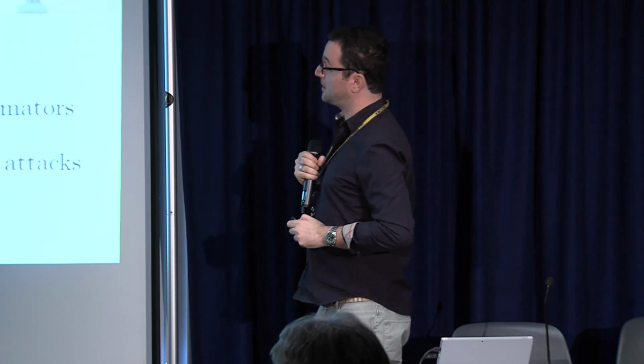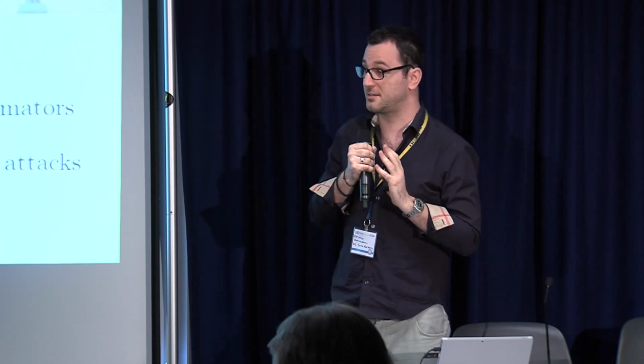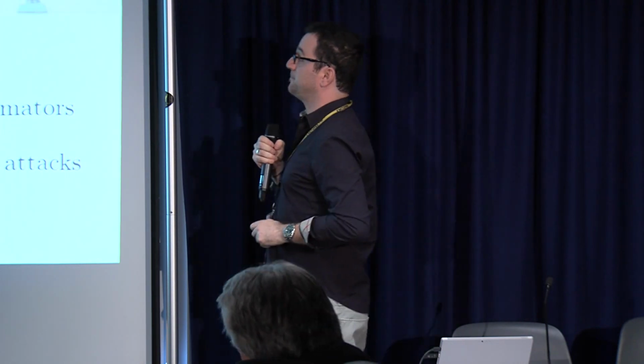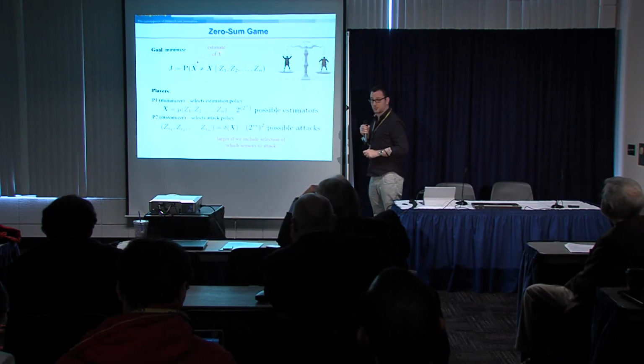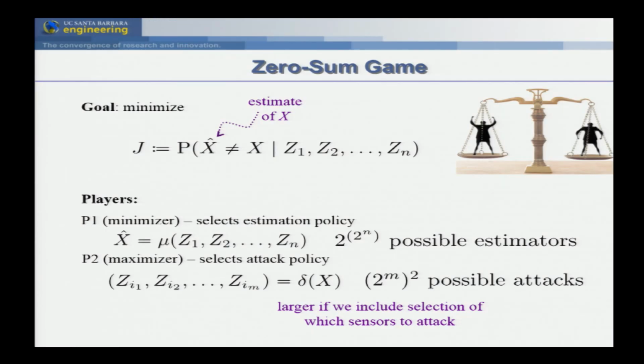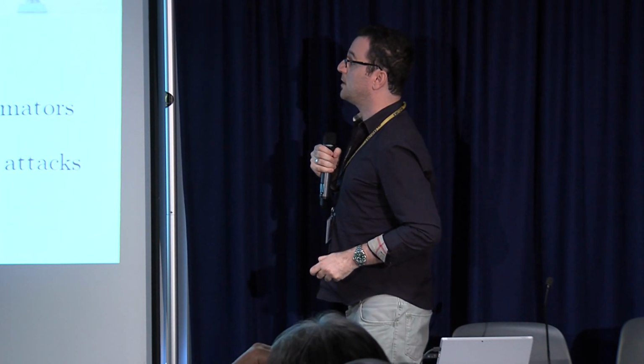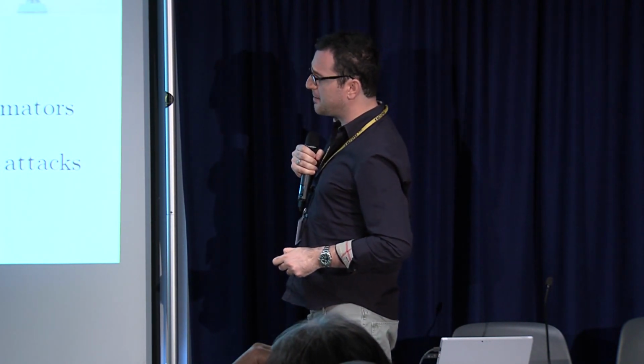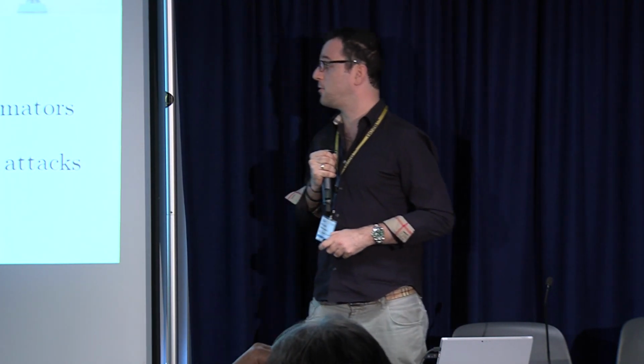So we will formulate this as a zero-sum game where the detector, which is the defender, will try to estimate our variable x based on a multitude of sensor readings, which are the values z. So it will be a zero-sum game. The defender will be the minimizer, and the attacker will be the maximizer. So it's a minimax game. We have to find the saddle point, et cetera.